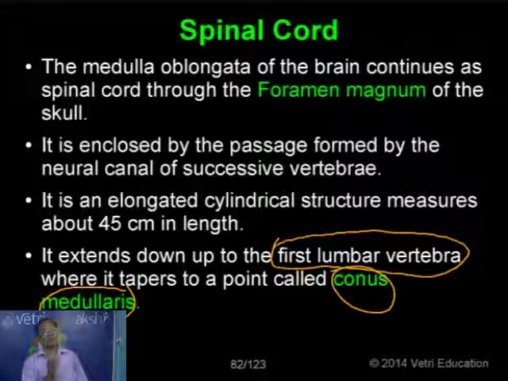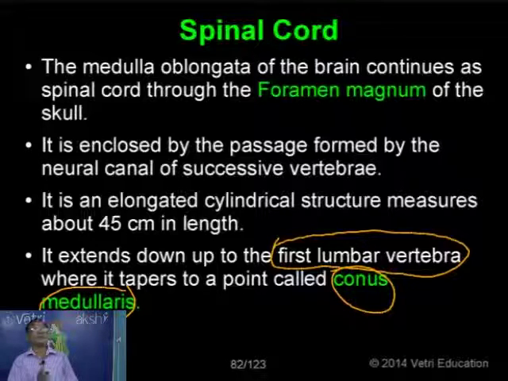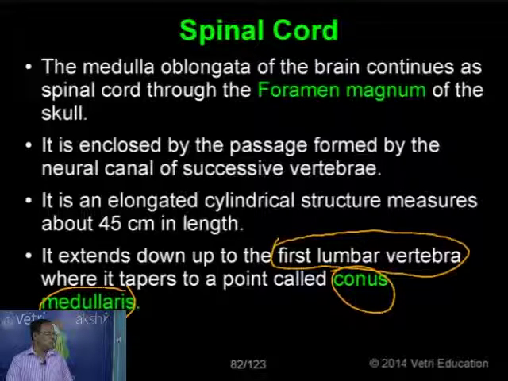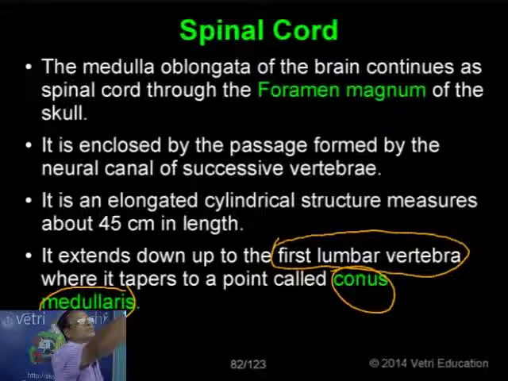It extends only up to the first lumbar vertebra, and beyond that the neural canal is filled with spinal nerves, and also another filament structure called filum terminae. So anyway, it extends down up to the first lumbar vertebra, where it tapers to a point. That point is more or less cone-like, hence called conus medullaris.